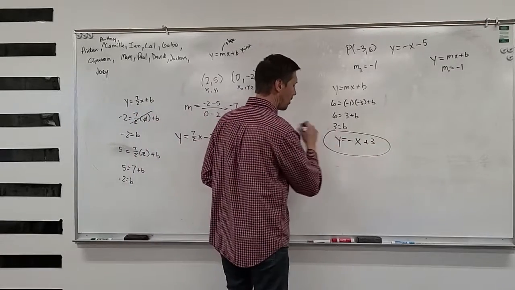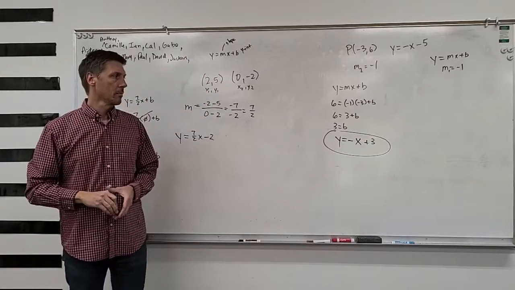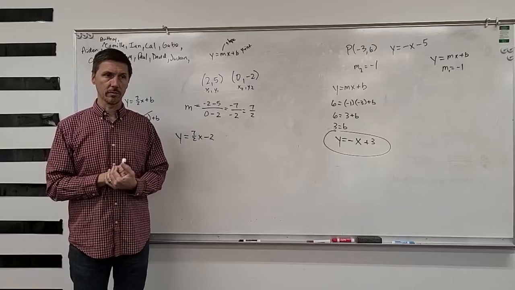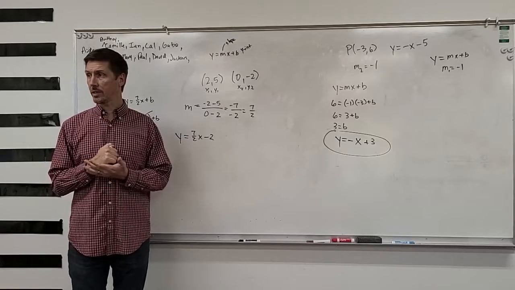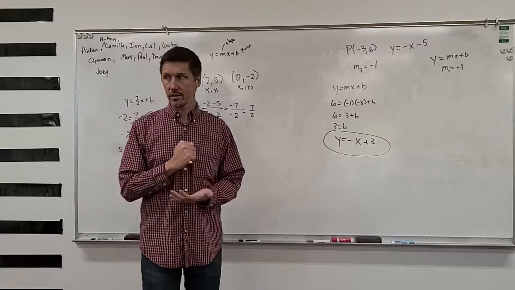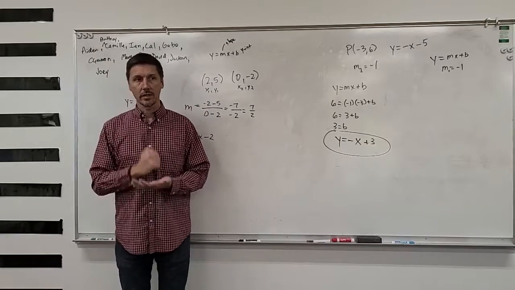I'm not going to count it wrong if you write a -1 in front of the x, but you don't have to. We usually just leave ones out when they're connected to a variable. All right, any questions about how we did that? That's excellent. We might actually get out a little bit early.